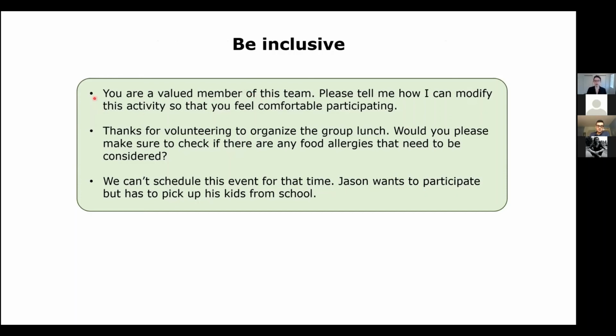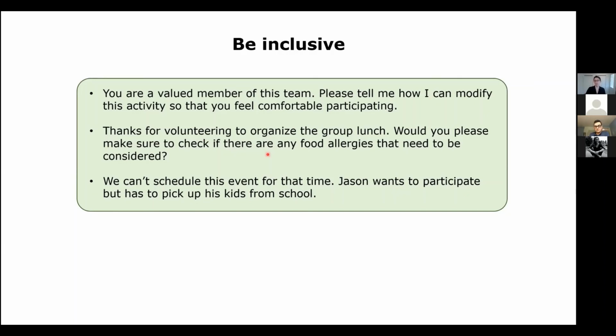Saying, you are a valued member of this team, please tell me how I can modify this activity so that you feel comfortable participating. I want you to participate because I value your input. Thanks for volunteering to organize the group lunch. Can you check to see if there are any food allergies in the group that might dictate where we can go?